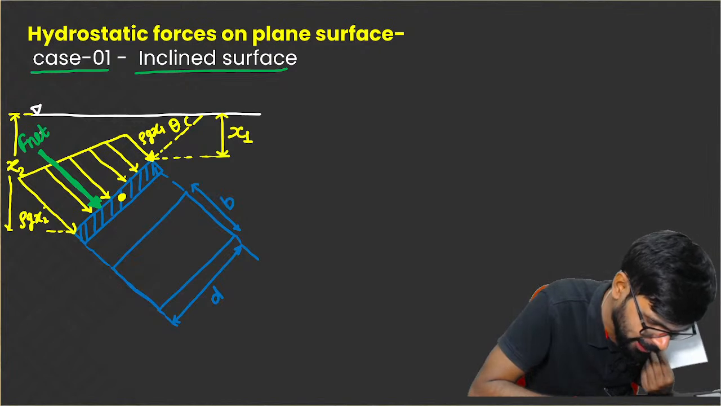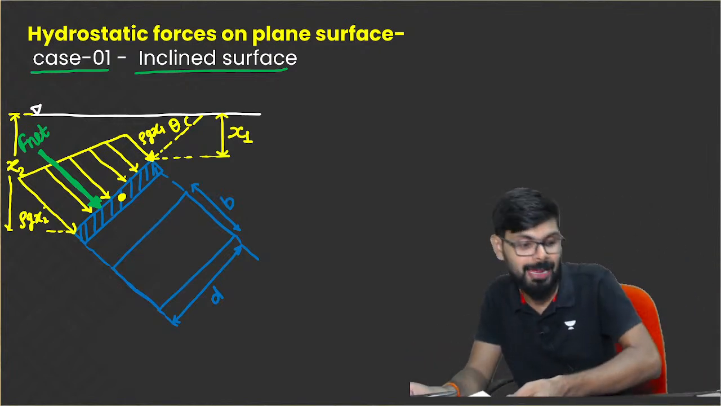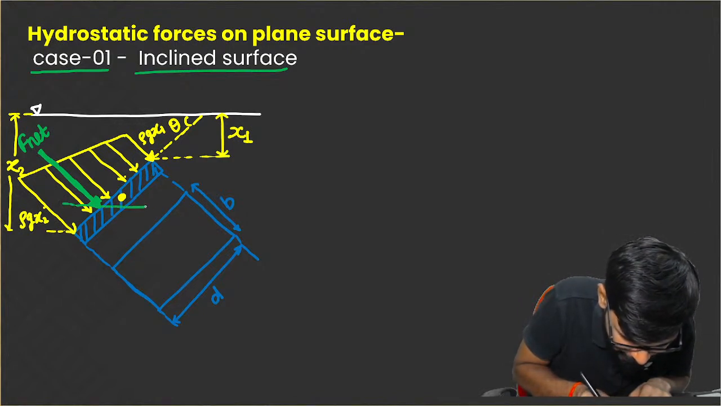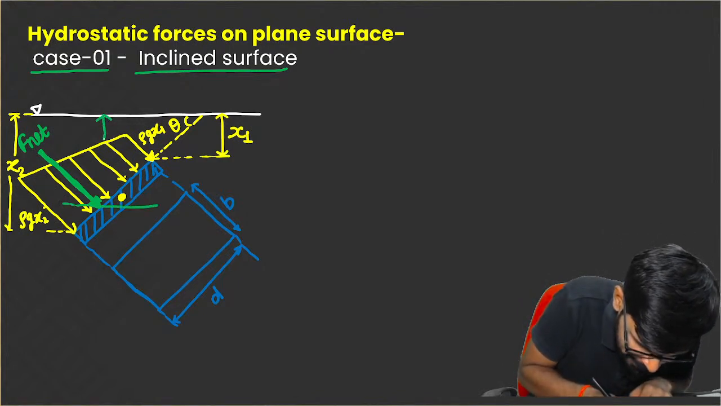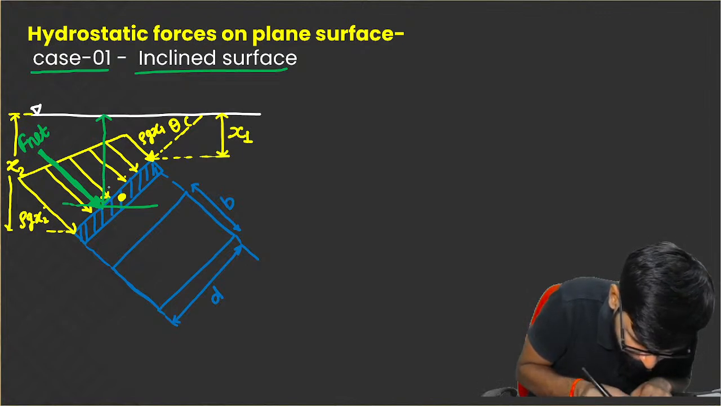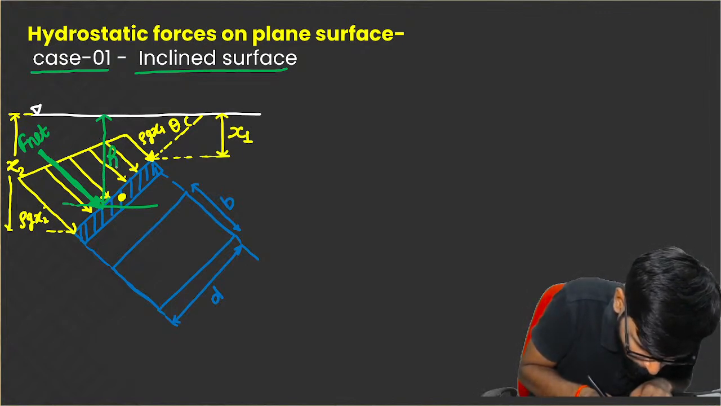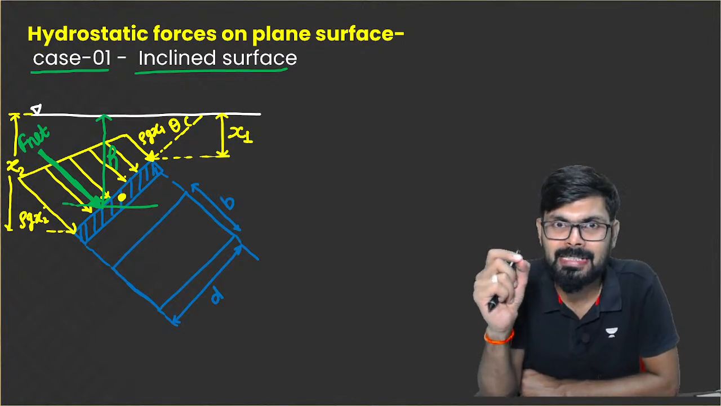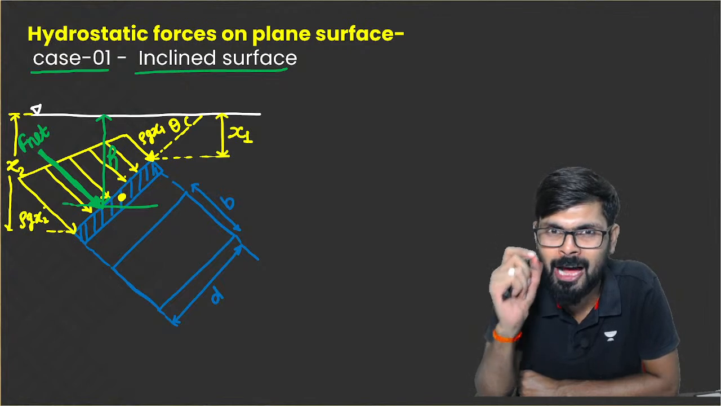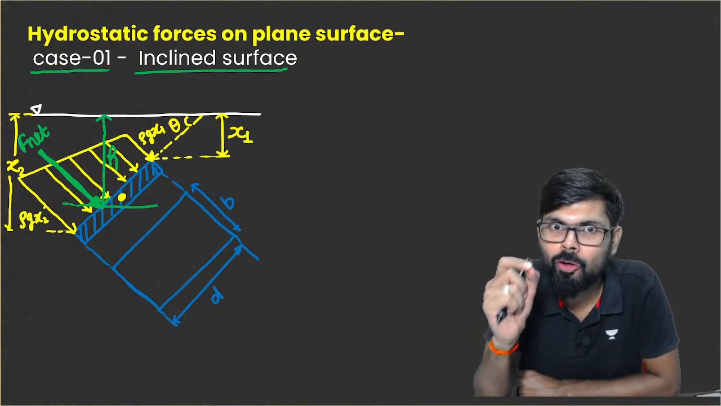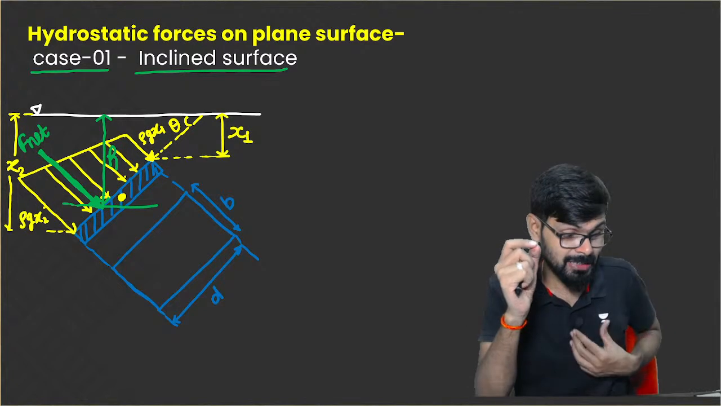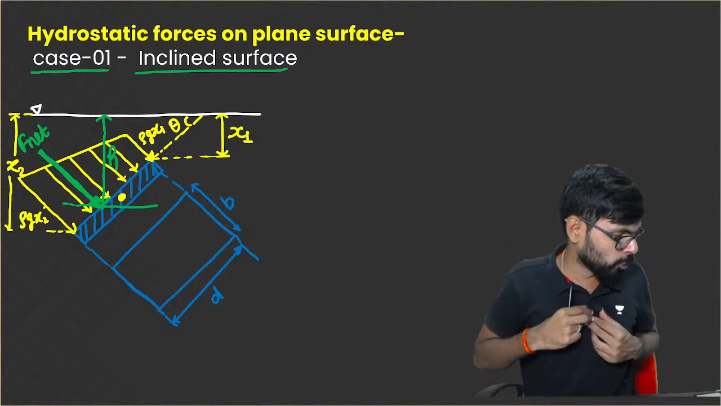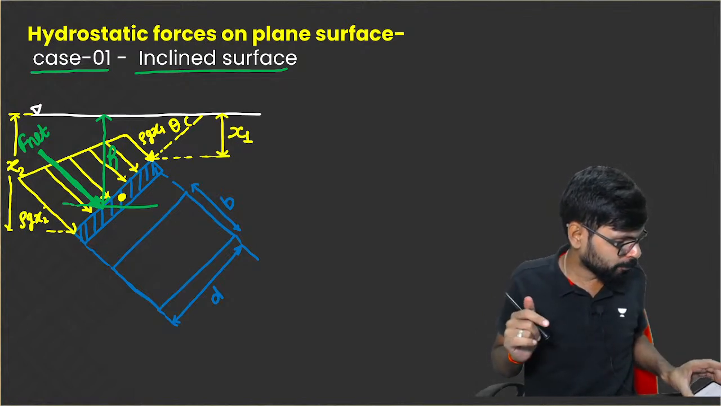That only we need to find out. What we need to find is the value of F net and where it will act. This distance is called h. What is our interest? Our interest is to find out the value of F net as well as where it is going to act, meaning the h value. Is everything clear so far?